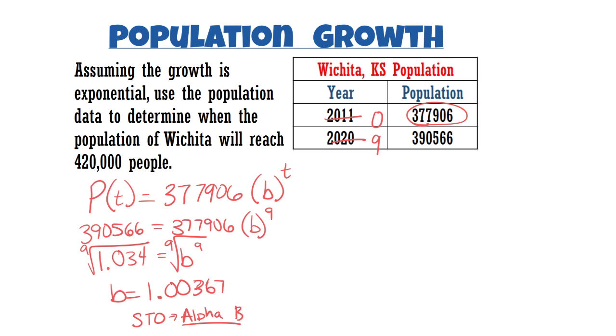Okay, moving on. Now, what I have is a model that looks like this. Big numbers here. I'll go ahead and write a 4 here, but know that I'm using full values always. And that's going to be to the T. Now the question is, when will there be 420,000 people? Well, 420,000 goes right here, and I'm trying to solve for T, the time.